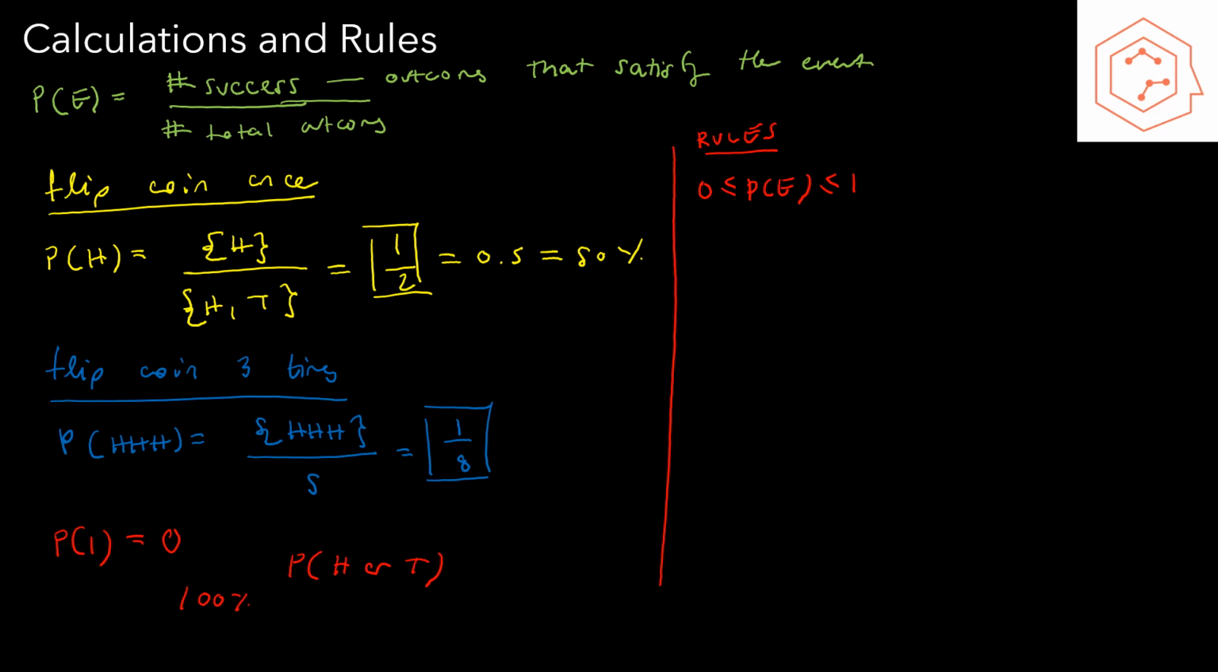The second rule is that the probability of getting an outcome that is in the sample space has to be equal to 1. What this is saying is that the probability of an event inside all possible outcomes is guaranteed.